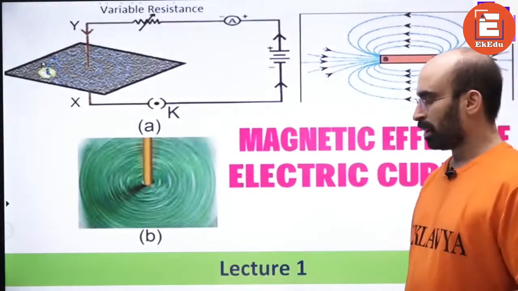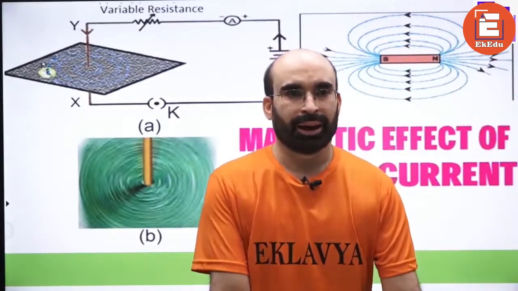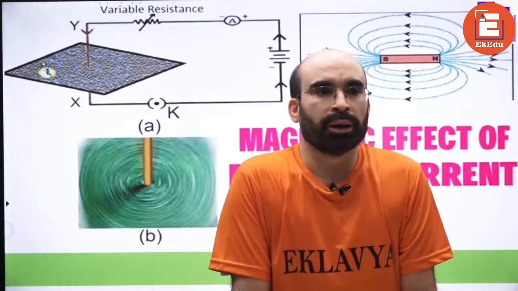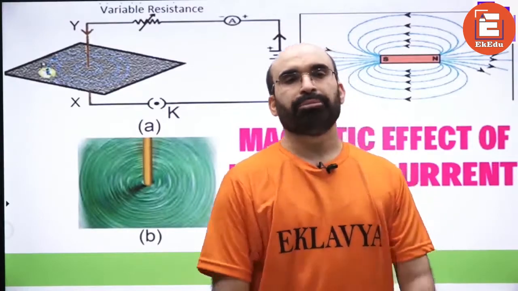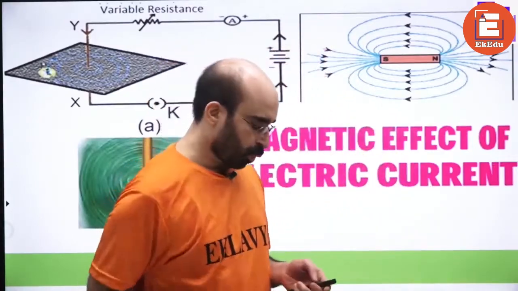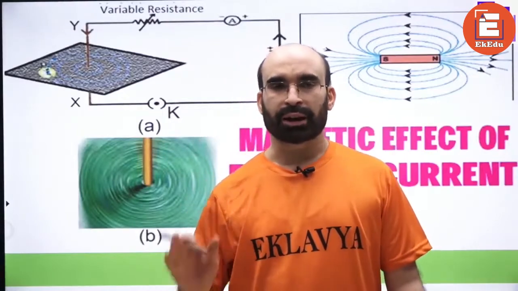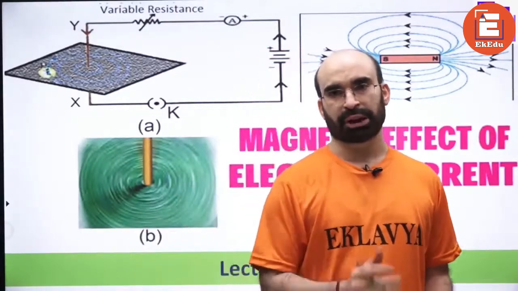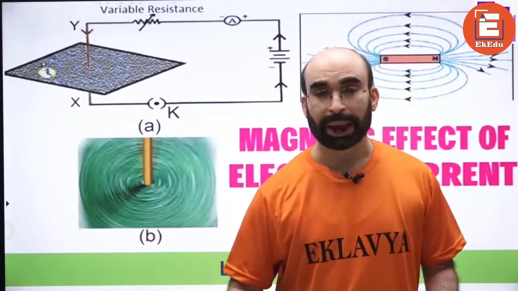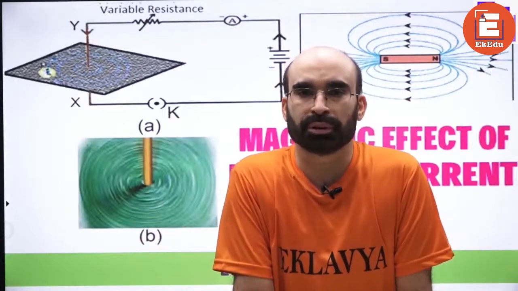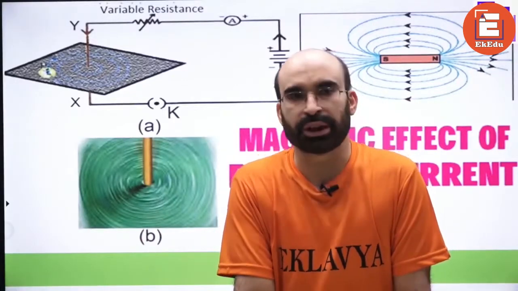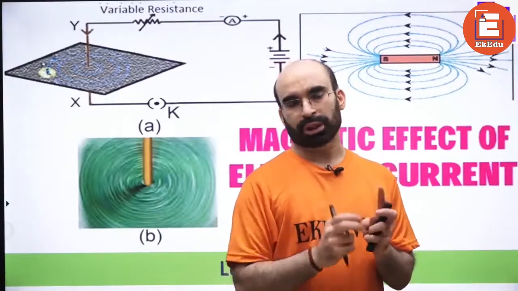So, start with this. First of all, what we need to understand is that electric current has a magnetic effect. Who came up with this concept? Yes, Ørsted. So we will talk about that.